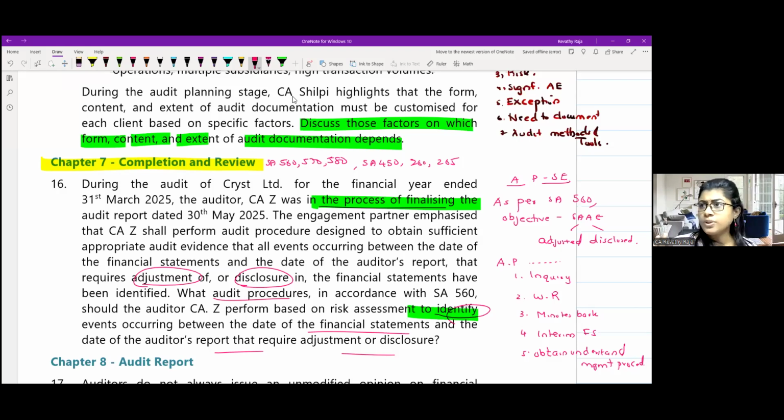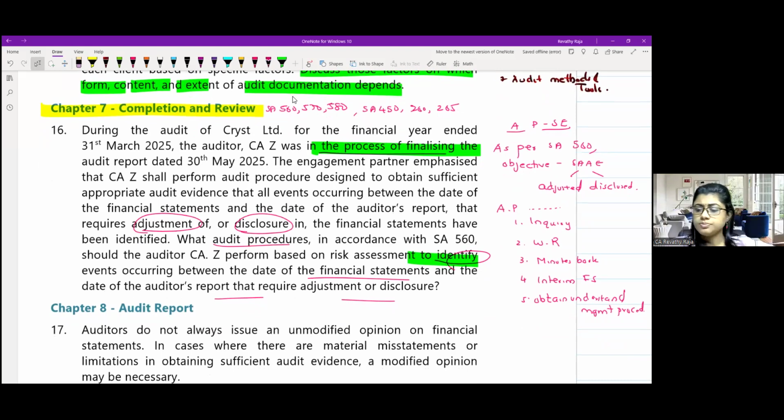You can stop it there. No need to write in the given case. If you want, you can write. Therefore, in the given case, since it is before the date of audit report, the above are the procedures. You can conclude. So conclude. Keeping in mind the above case, between the date of FS and audit report, the above are the procedures.